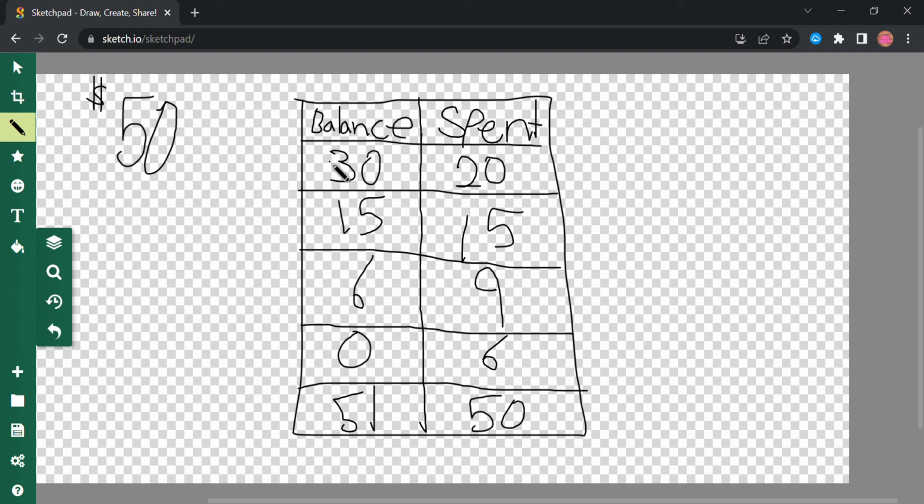But in your balance, 30 plus 15, 45. 45 plus 6 is 51. 51 plus 0 is, well, 51. So what is wrong with this chart? Well, the answer is nothing. Nothing is really wrong with this chart.